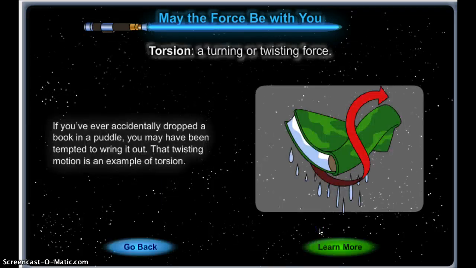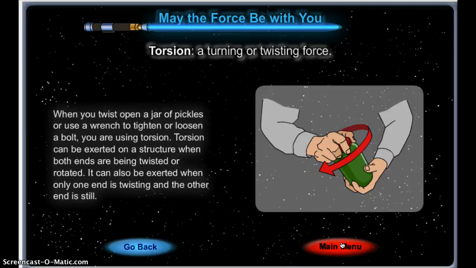Torsion is like a twisting. So when you wring out a sponge, you're using torsion to expel all the water from inside that sponge. We also use torsion when we twist open a jar, a jar of peanut butter or pickles in this case.